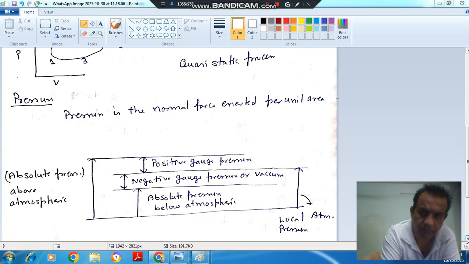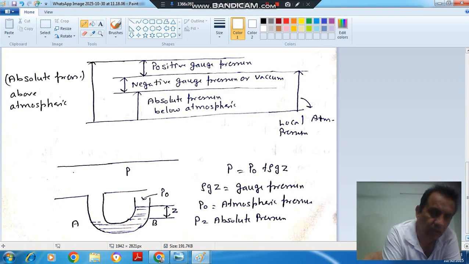Now, how to measure pressure? Suppose we have a pipe in which liquid is flowing, and pressure P is maintained. We want to measure this, and we use a different fluid for measurement, whose density is suppose rho. This pressure is balanced along this, and above this the height is Z.